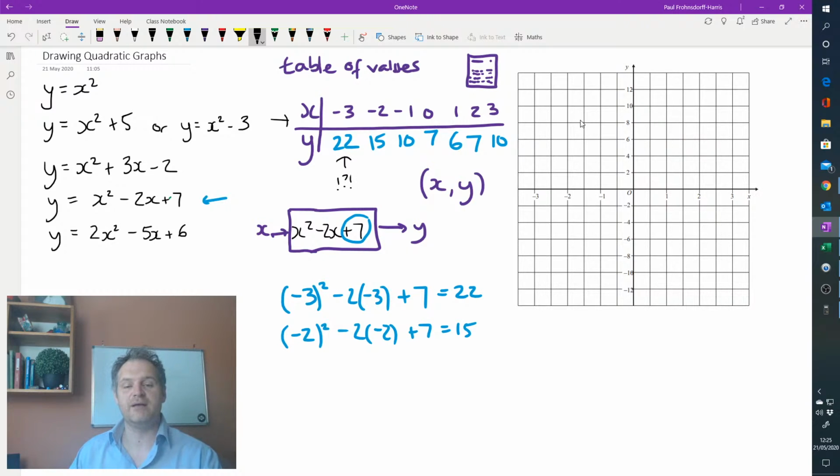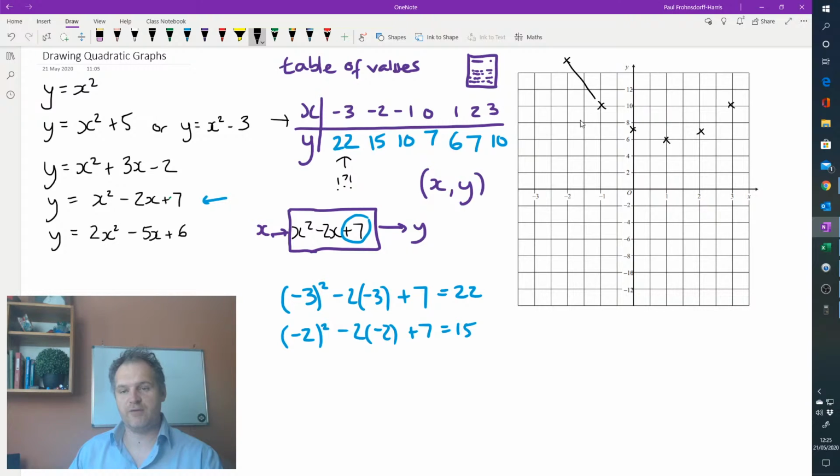Because it's too big, we can't fit it on. So I can go minus 2 there. I can go minus 1, 10. I can go 0, 7. I can go 1, 6. And 2, 7. And 3, 10. And effectively 4 would be up there somewhere.